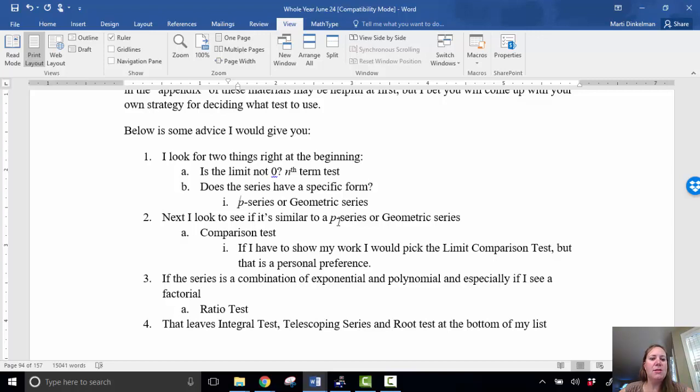If we have a series that's a combination of exponentials, polynomials, or if I see a factorial, I always go to a ratio test. And that just leaves a few more. The integral test, I think people tend to leave off. Telescoping as well and root test are kind of at the bottom of the list and might not get used. If you do have a calculator, though, the integral test might be fairly easy because you won't have to know how to take the antiderivative. That's just a thought, because you do have an infinity button.